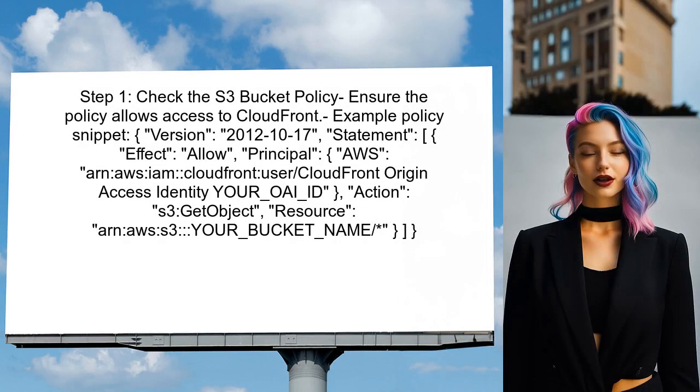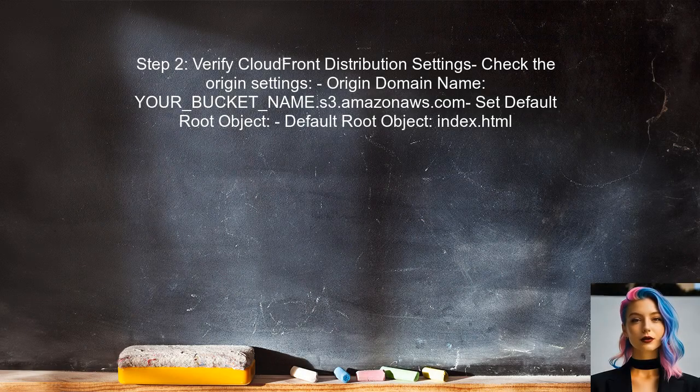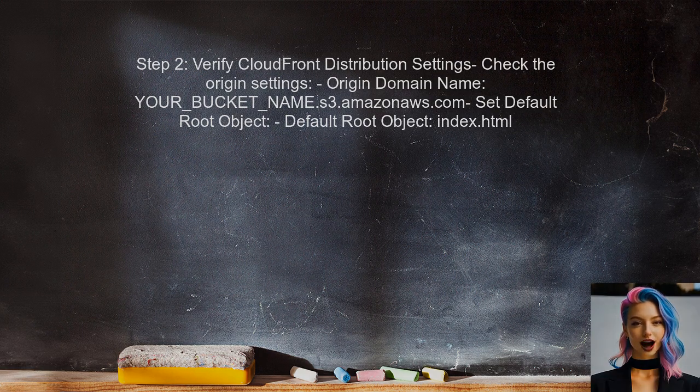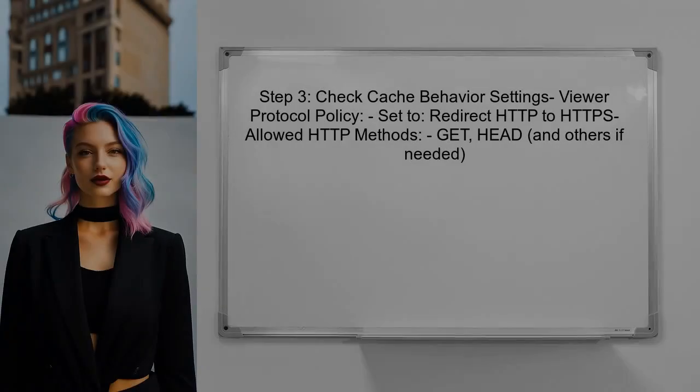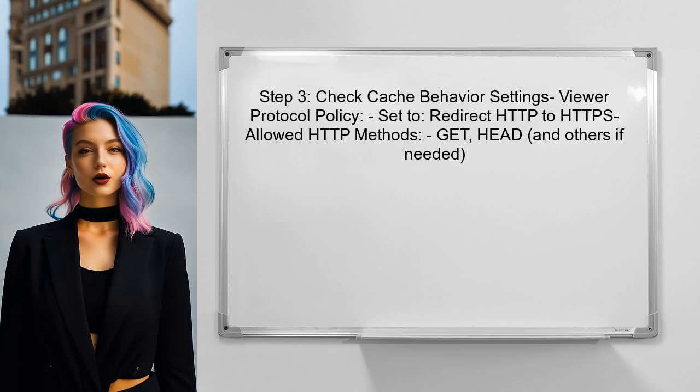To resolve the access denied issue, the user should first check the S3 bucket policy. This policy must allow access to the CloudFront distribution. The user can do this by adding the CloudFront origin access identity to the bucket policy. Next, the user should verify that the CloudFront distribution is correctly configured. This includes ensuring that the origin is set to the S3 bucket and that the default root object is set to index.html. The user should also ensure that the cache behavior settings in CloudFront are correctly configured.